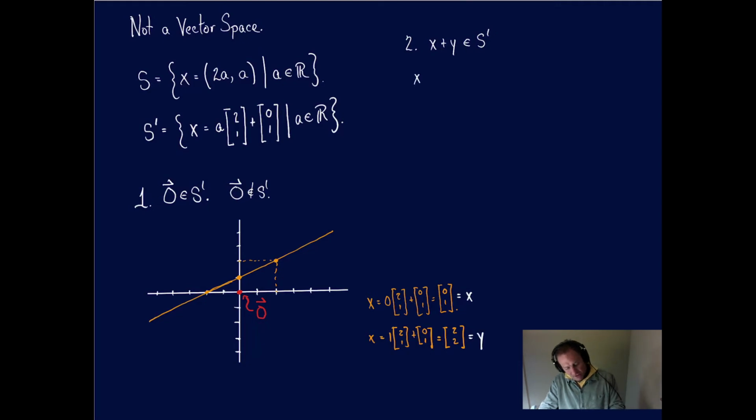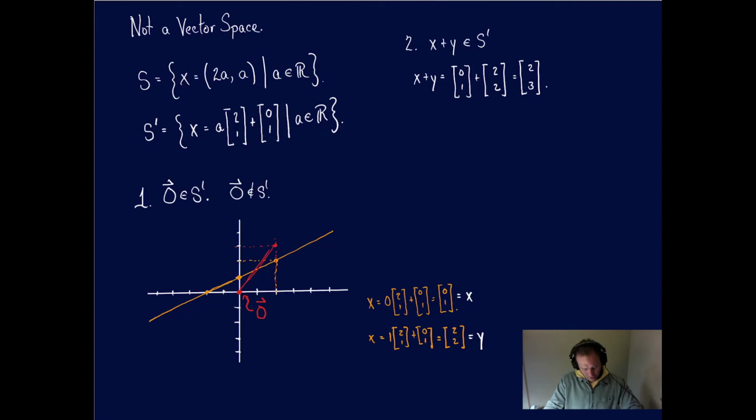So if I take x plus y, well, x is 0, 1, and y is the vector 2, 2. And we add that, we get the vector 2, 3. Let's see where the vector 2, 3 is. If I was to graph the vector 2, 3, that would go over 2, then up 3. That would take me right there. That's the vector 2, 3.